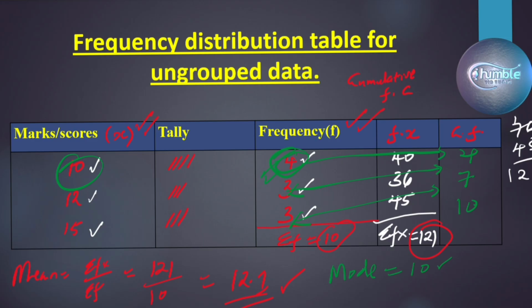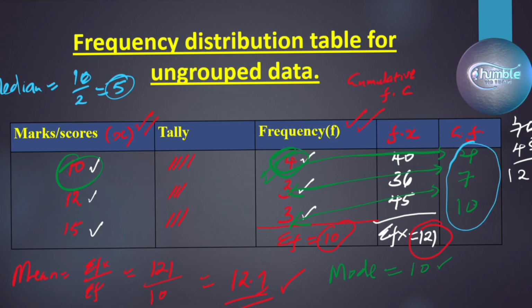The mode is 10. Then how do we get the median? Median is that score that occupies the middle part of the data set. And how do you know the middle part? Take the total number of data, which in this case is equal to the total frequency. Our total frequency is 10. Divide it by 2 to get the middle part. So this gives you 5. Now we are going to look for this 5 in the cumulative frequency column.